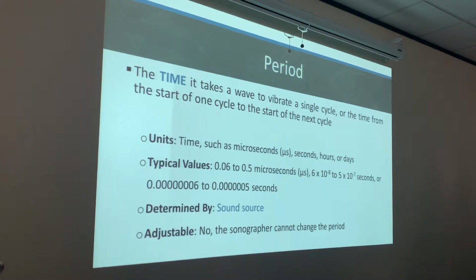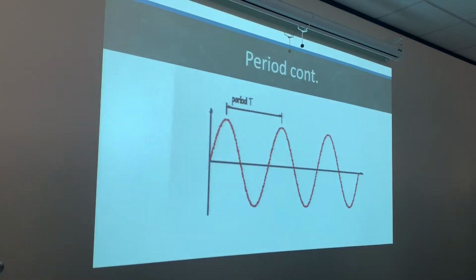Again, guys, remember we're talking about diagnostic ultrasound. You can't see these waves, so there's nothing I can show you to say, look, there goes a period right there. You have to just imagine these things. You have to know that this is what's happening. But these are the characteristics of a period. So this is a period right here.